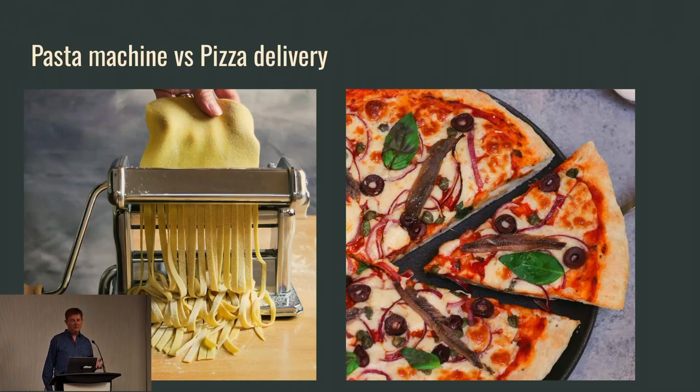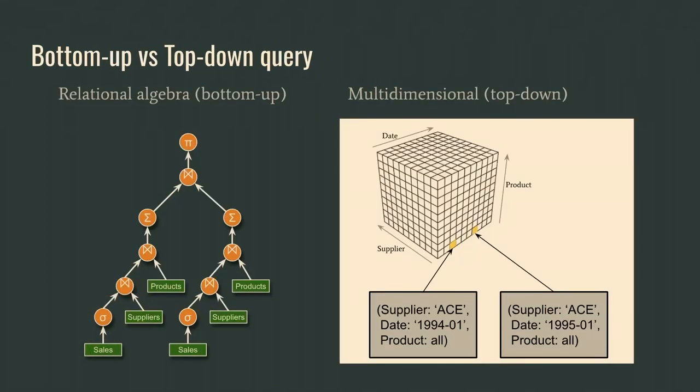And the way SQL works is if you want a slightly different answer to a question, like if you're interested in the data from 2019 as opposed to 2020, you have to rewrite the whole query again. Here's a specific example. I'm interested in comparing the sales from the ACE supplier in 1994 January versus 1995 January.